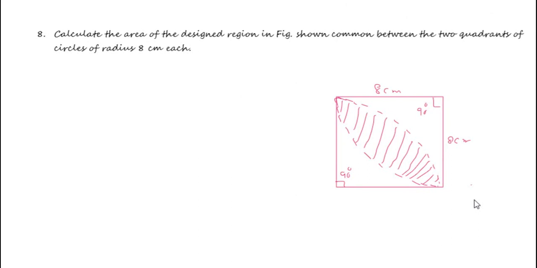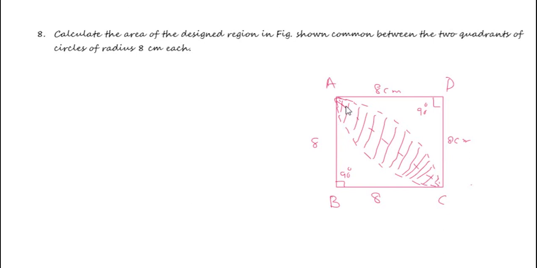Last problem, calculate the area of the designed region in the figure shown, common between the two quadrants of the circle of radius 8 centimeter each. So all 8 centimeters. Let us name this as A, B, C, D. You have to find out this region. Let me draw a line here, AC. Now let me first find out this half region here.